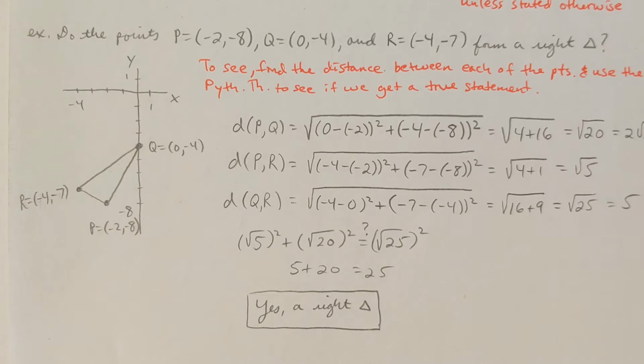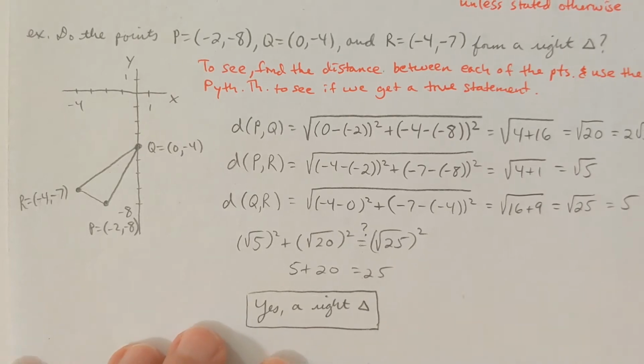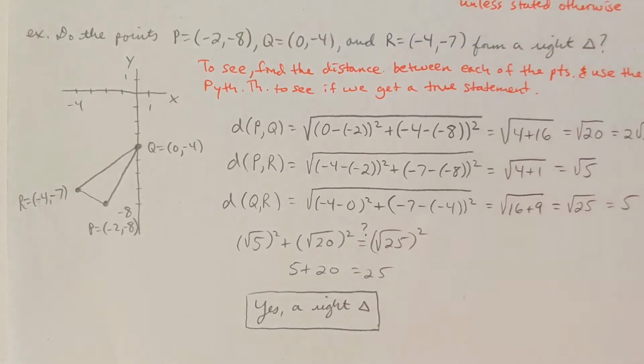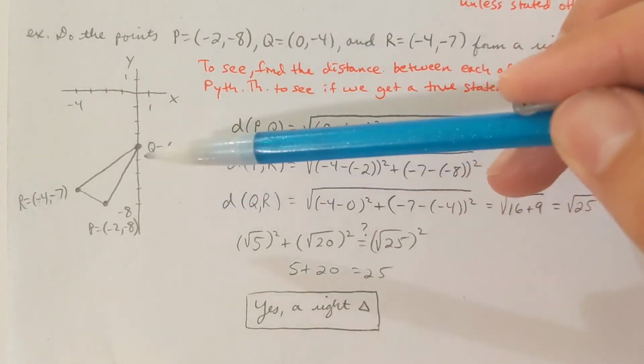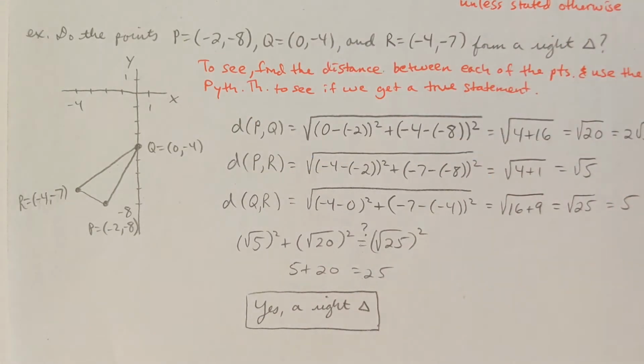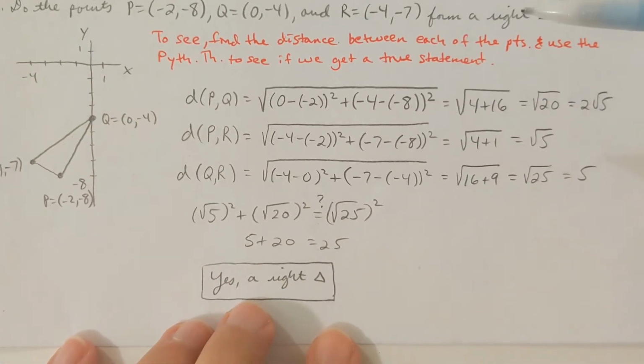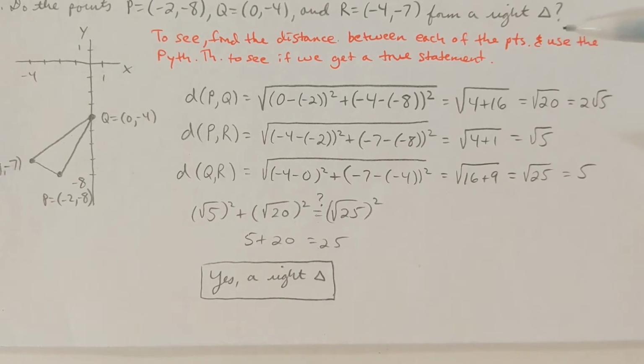Another question: do the points P equals (-2, -8), Q equals (0, -4), and R equals (-4, -7) form a right triangle? I've got a picture of this drawn, and the three points are labeled accordingly. To find the distance between each of the points, we're going to use the Pythagorean theorem and see if we get a true statement or not.